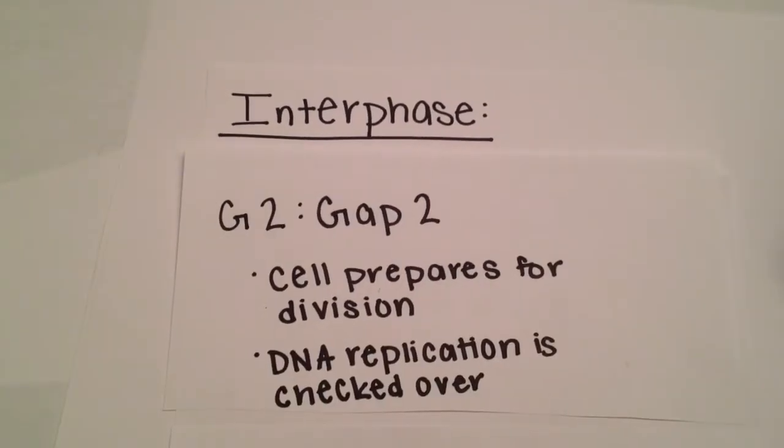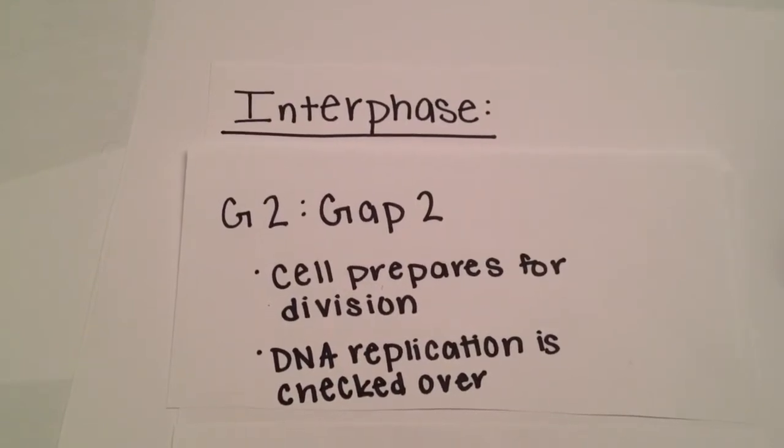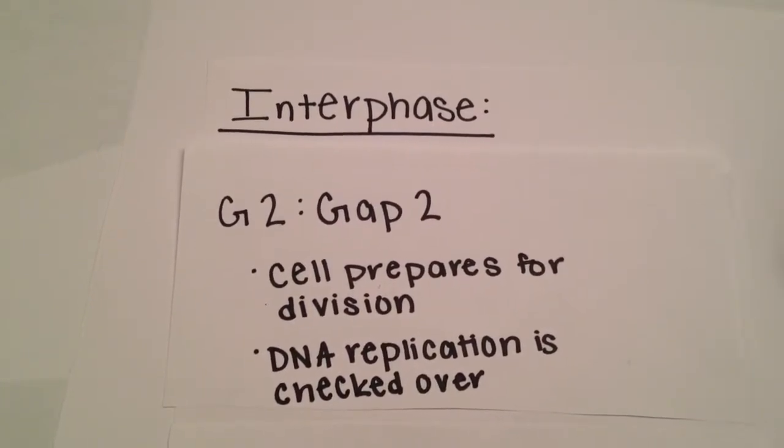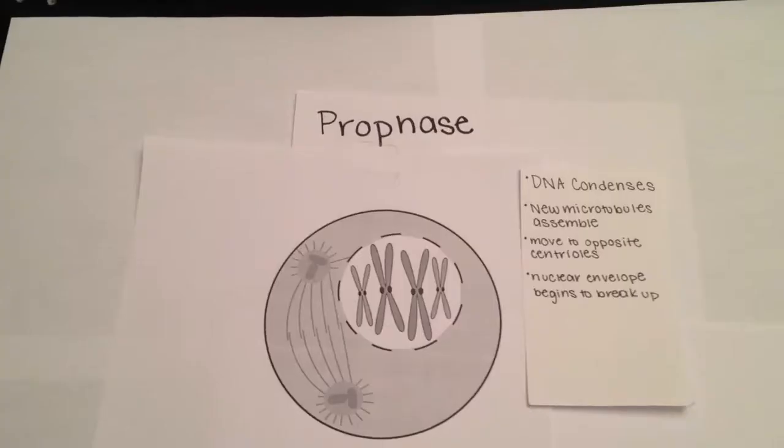The last part of interphase, the G2, or gap 2, prepares for cell division. This is when DNA replication is checked over and any errors that may have occurred are fixed.